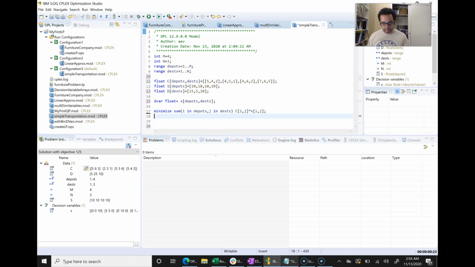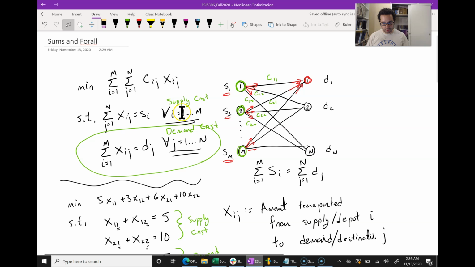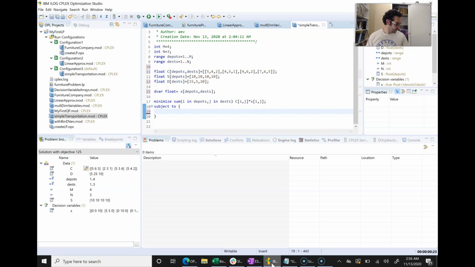Right, that's pretty simple. We're going to now do that subject to some constraints. Now the first constraint again is the supply constraints. So here, if you remember, they have to hold true over all the i, and then next for the destination constraints, it holds true over all the j from 1 to n. The first constraint then is for i in depots. Now, it's usually pretty good practice to just press return. And it's here you'll write the actual constraint.